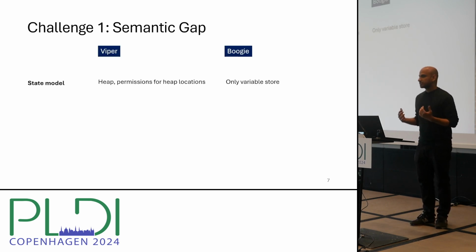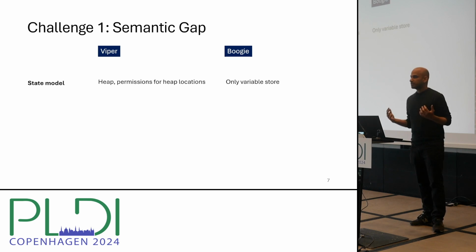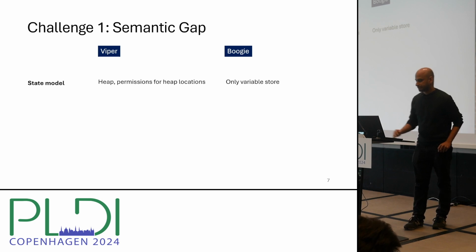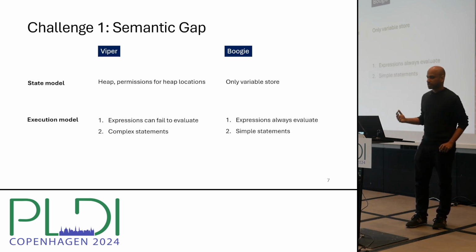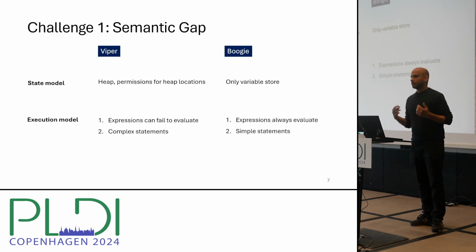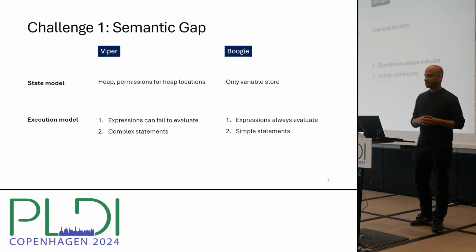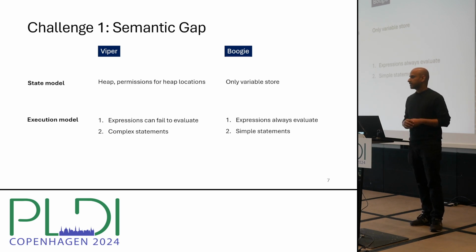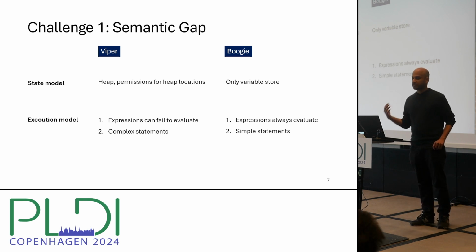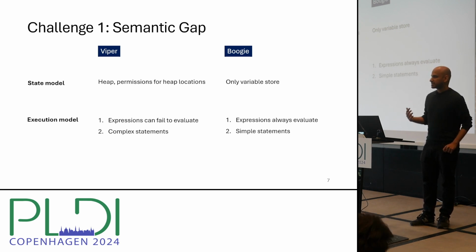As an example, for Viper and Boogie, the state models are very different. So Viper has a built-in heap and also tracks permissions for heap locations, while Boogie only has a simple variable store. The execution models also differ significantly. So in Viper, expressions can fail to evaluate, for instance, if there's not sufficient permission to a heap location that is being read. Statements which operate on separation logic assertions are also complex in Viper, while in Boogie, expressions never fail to evaluate and statements are very simple.